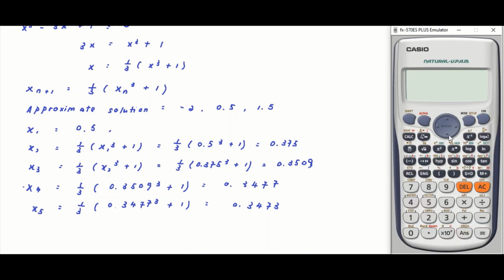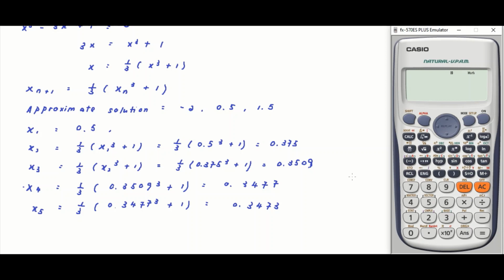So by using your calculator, this is your starting value, and what we are trying to do is, for your first starting value, you substitute into the formula to get the second value. After you get your second value, you substitute it inside the formula again to get your third value. And you substitute your third value again to get the next one, and so on.